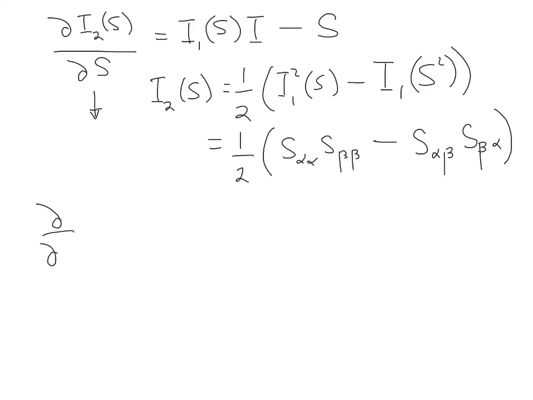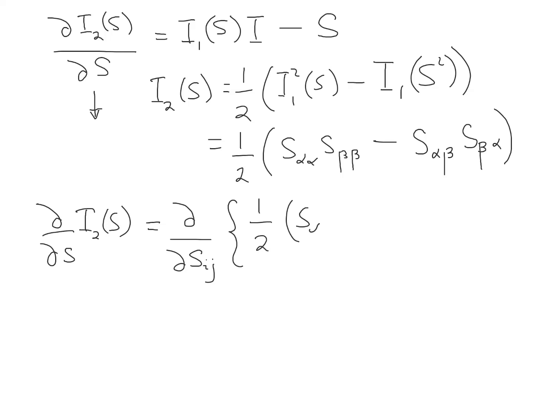So the derivative with respect to S of my second invariant will be d over dS_ij, because I have to choose another alphabet for my indices, of half of S alpha alpha S beta beta minus S alpha beta S beta alpha. Okay. And already in your notes, you must actually know the result for this.